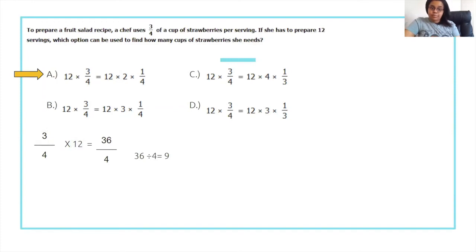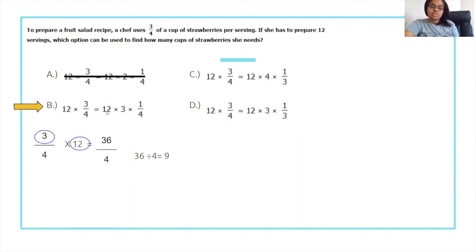A, I have 12 times 3/4. B, 12 times 3/4. C, 12 times 3/4. D, 12 times 3/4. So the first part of all these answer choices looks good. Let's see what I did next. Next, I did 3 times 12. So I need to look at my answer choices and see, do I see 3 times 12 as a next step in these problems? Well, when I look at A, I see that they have 12 times 3/4, which is what I did, but then they have 12 times 2. And I didn't multiply 12 times 2, I multiplied 12 times 3. So I'm going to eliminate A.